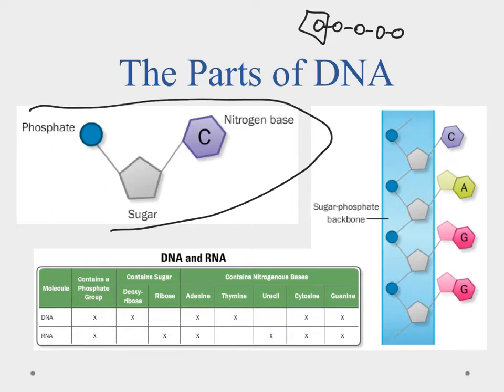So here we have a picture of what our nucleotide is. If you notice, there's a phosphate group here. We have a sugar, and the sugar is going to help us determine which type of nucleic acid we have, whether it's DNA or RNA. And then we have our nitrogenous base. And our nitrogenous base is what's going to code for the proteins, and we'll learn about that a little bit later on in the unit.